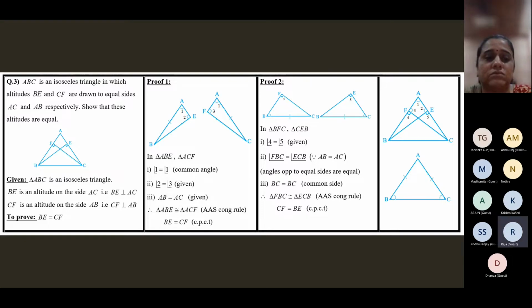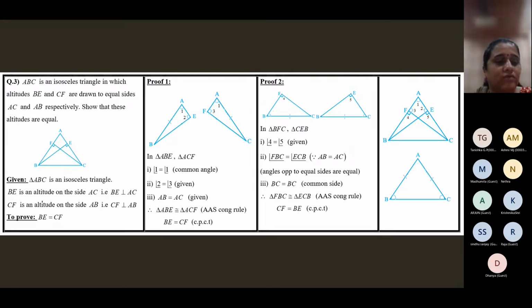We have to prove it, ma'am. We'll have to prove that. Okay, we have to prove that. Yes. So in proof 2, which triangle has the side BE? Ma'am, triangle 2, that is BEC, triangle BEC or ECB. Yeah, and which triangle has CF? Ma'am, triangle FBC. So you understand why we have taken up those two triangles? Yes, ma'am.